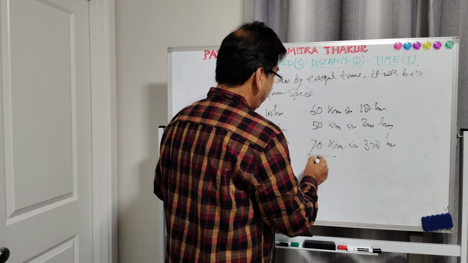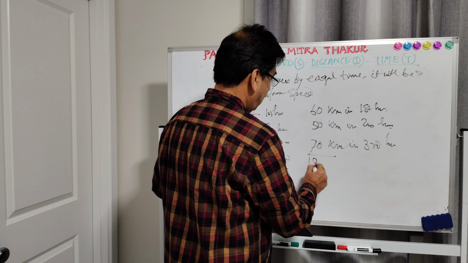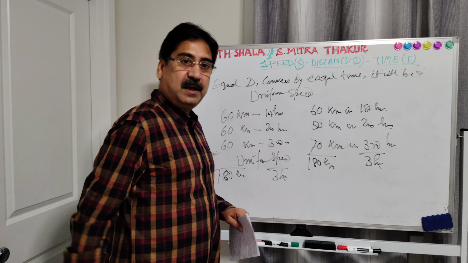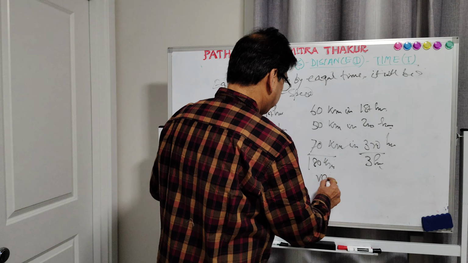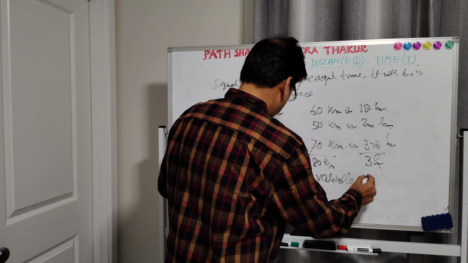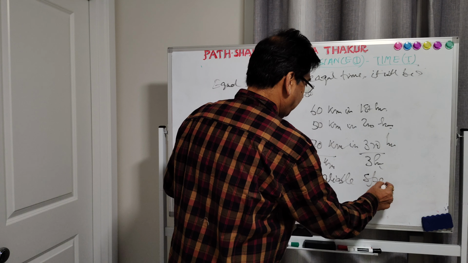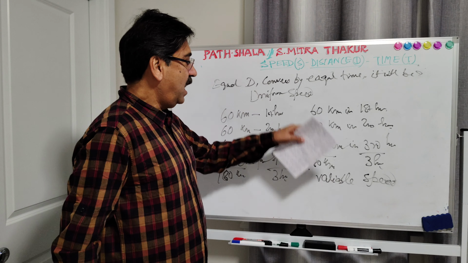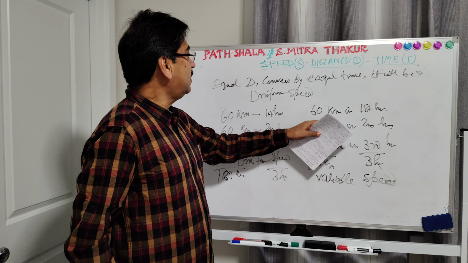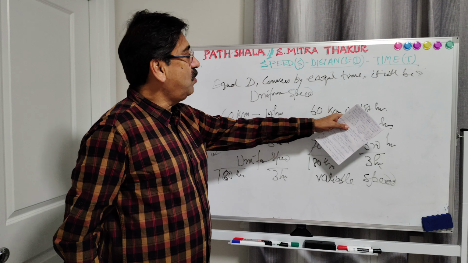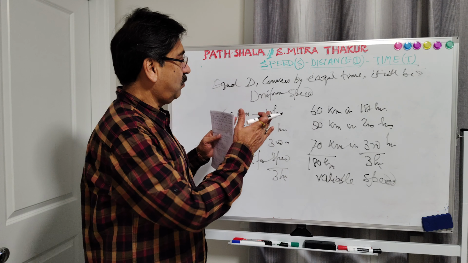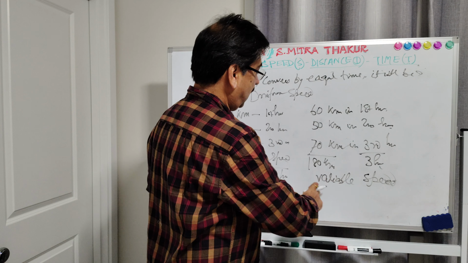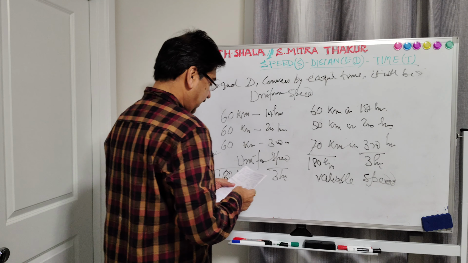Here it is 180 kilometer and time is also 3 hours, but it is called variable speed. Did you get the point? What is uniform speed and what is variable speed? Variable speed is not equal distance in equal time. It is not uniform. That's why it is called variable speed. Right?